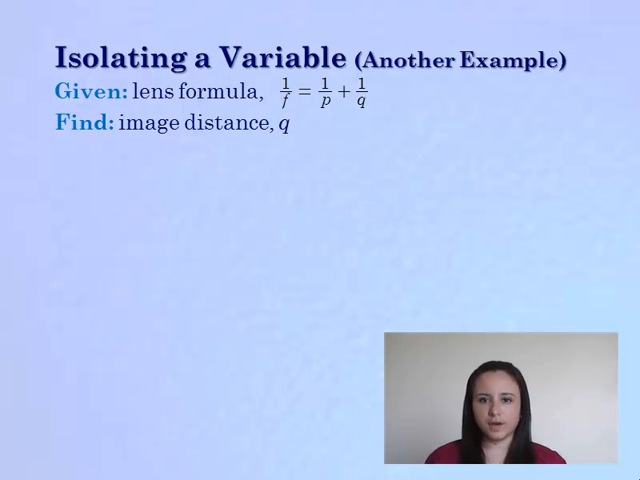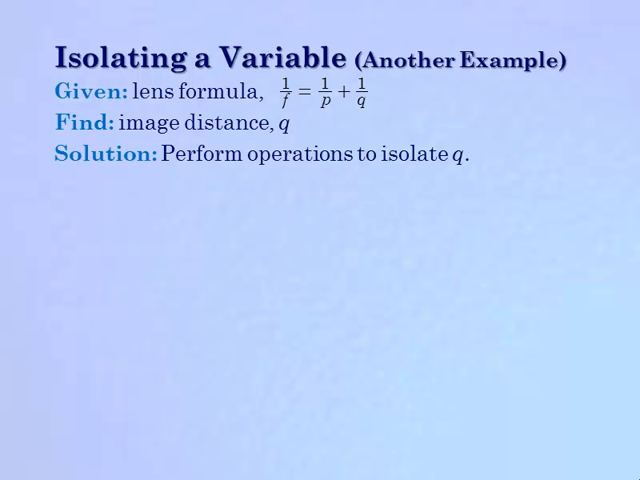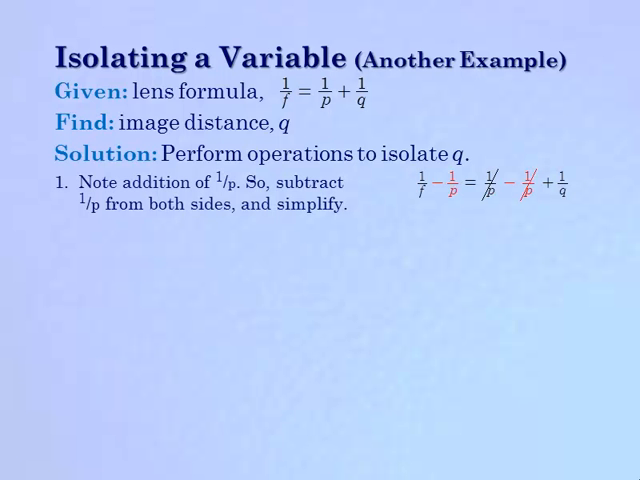Let's look at isolating a variable in a more complicated expression. With the lens formula, 1 over f is equal to 1 over p plus 1 over q, and we're asked to find the image distance. Well, we need to perform the operations necessary to isolate q. So first thing we'll do is we'll notice the addition of 1 over p to the term with a q in it. So we'll subtract 1 over p from both sides and then simplify. So 1 over p minus 1 over p on the right side is 0, so we're left with just 1 over q, and then on the left side we have 1 over f minus 1 over p.